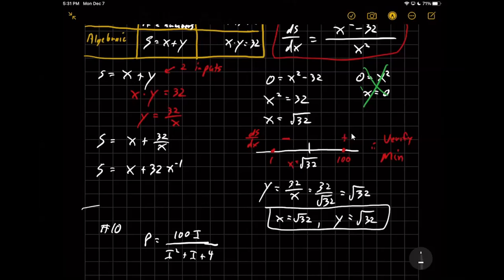Now what I want to do is one last problem, and it's textbook problem number 10. So you can pause this video and read the problem to yourself.